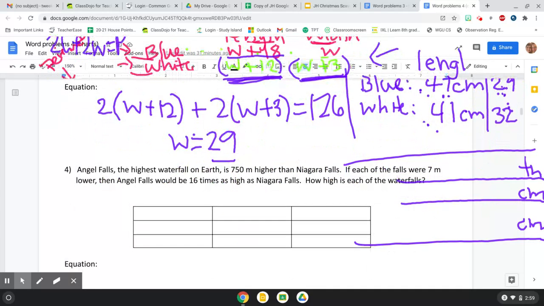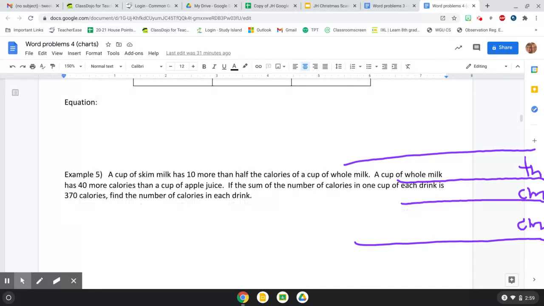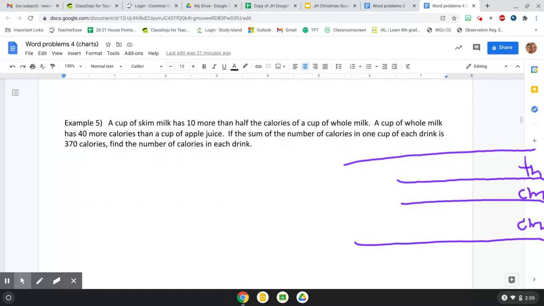I will point out that the very last one, example number 5, does not have a chart, but you're going to have to create a chart, okay? So make sure that you make your own here, even though it doesn't provide one, all right?